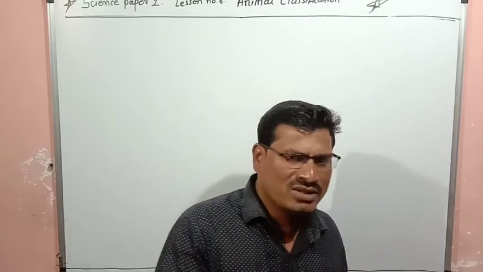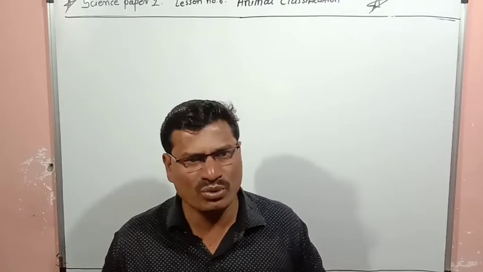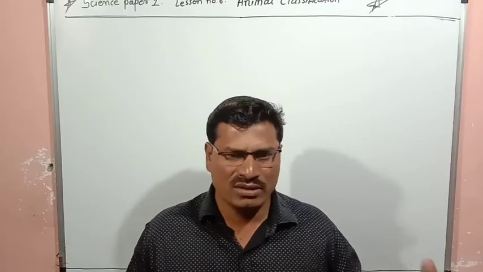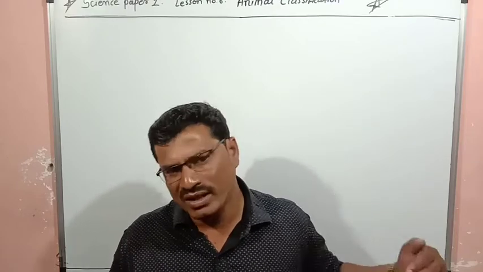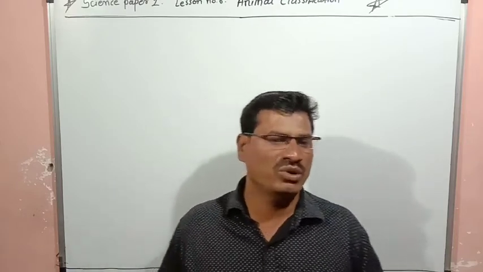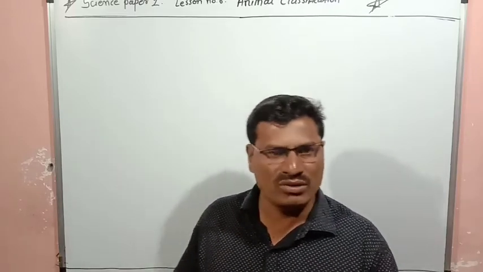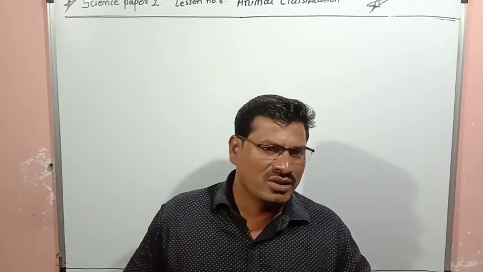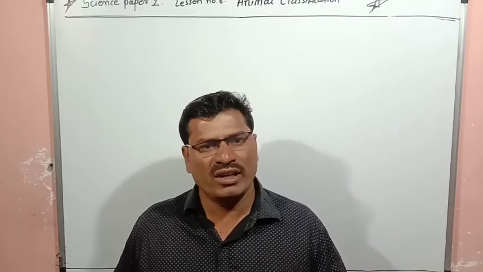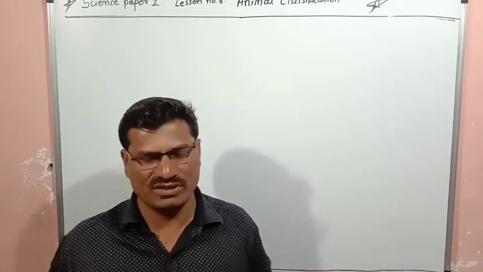Now we'll go from known things to unknown things, from simple to complex. We are going to revise some points from last year, and this year we are going to learn some extra points. First, the textbook asks: can you recall what criteria are used for the classification of living organisms?